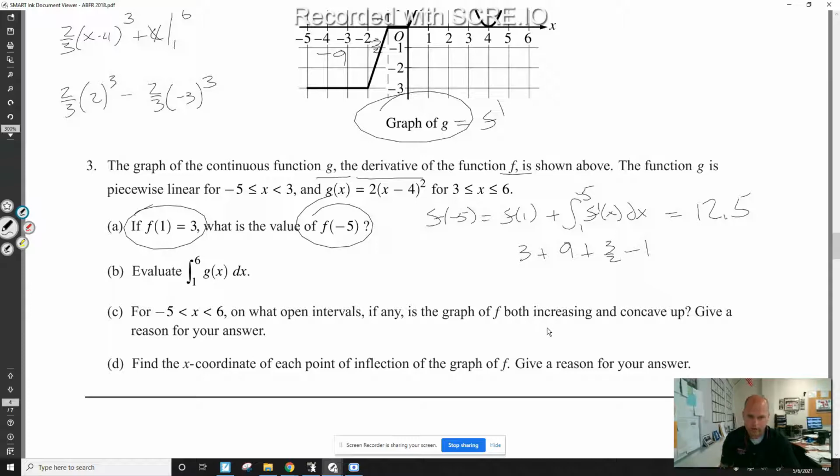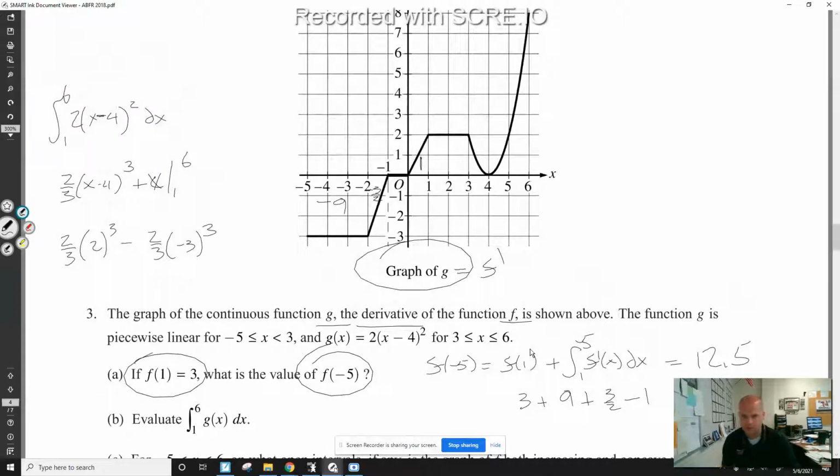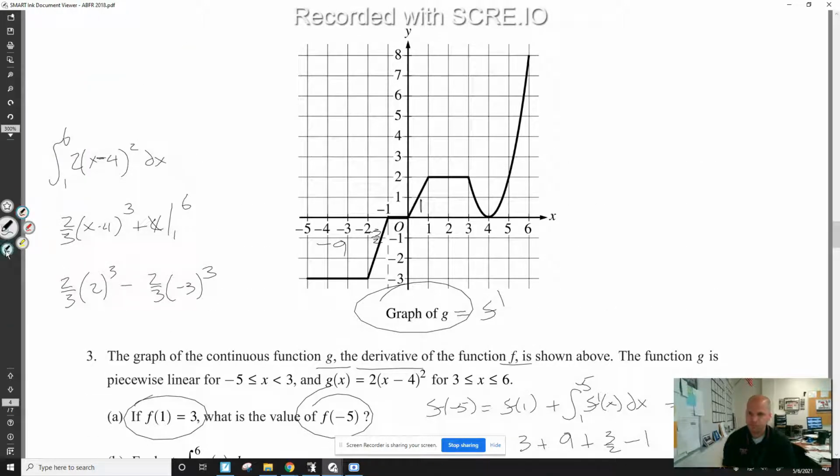When is f increasing and concave up? Give a reason for your answer. All right, well, function analysis, get your number lines out. F is increasing when f prime is positive. That's going to be from 0. It'll flatten out at 4 and then to 6. I'm not even going to include the parts to the left. It's positive, 0, positive.